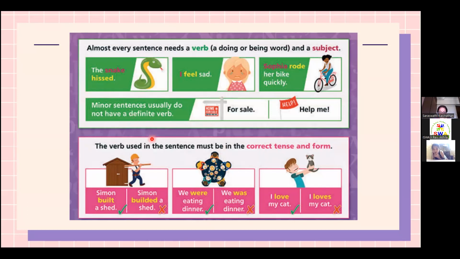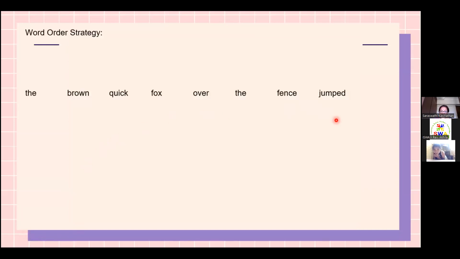So whenever you write a sentence, you really need to look into all these things: beginning capital, ending full stop, the sentence flow, the verb, the subject, and the tenses. Now here I have a sentence that is not in the right order. The order is all mixed up. The brown quick fox over the fence jumped. See, the words here are not in the right order. So now what we are going to do is put them in the right word order.